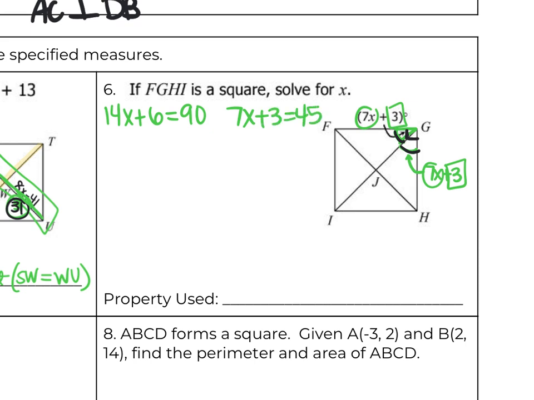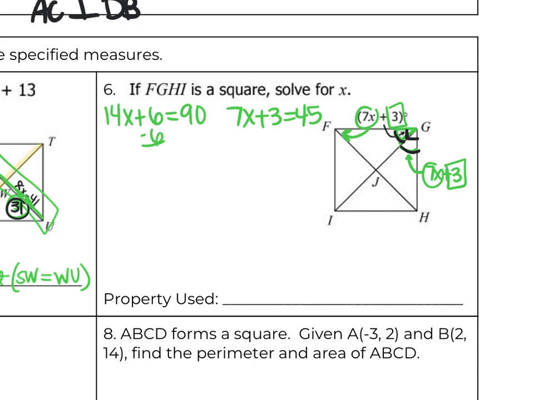Another way you could have done it is copy this over to here and do 14x plus 90 equals 180. So there's a lot of ways to solve this problem. If there's one that you thought of first, solve it that way. If not, I'm going to solve the 14x plus 6 equals 90, just because I think that's usually where most students go first.